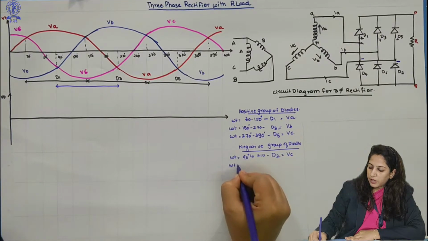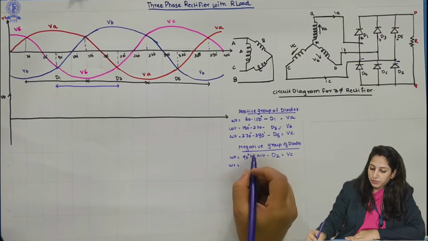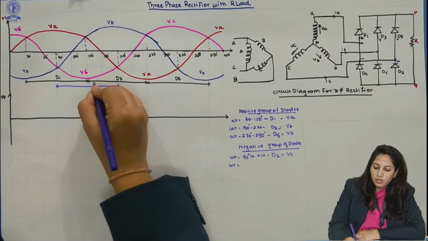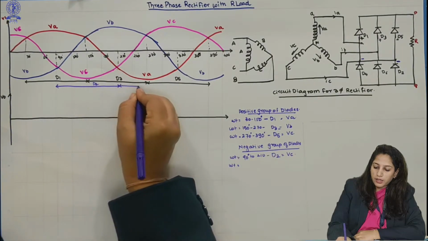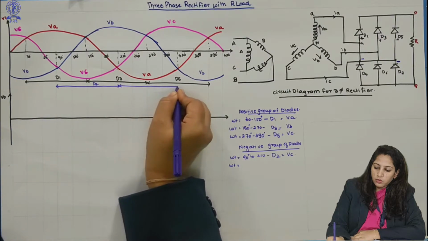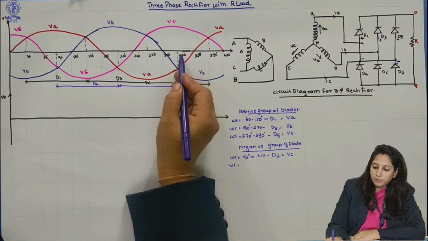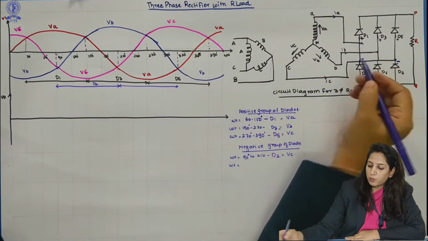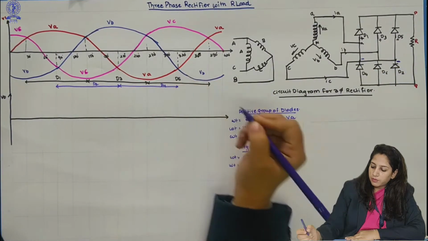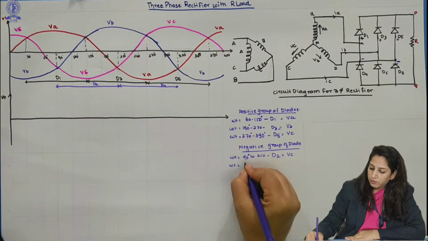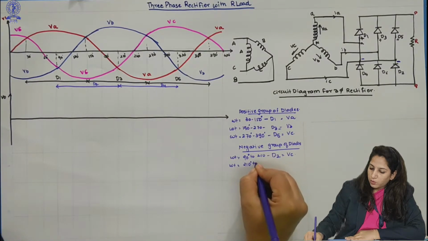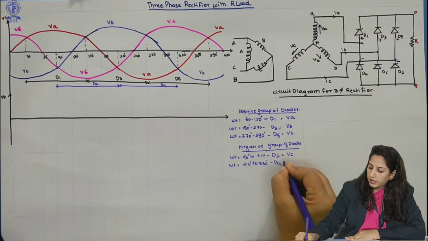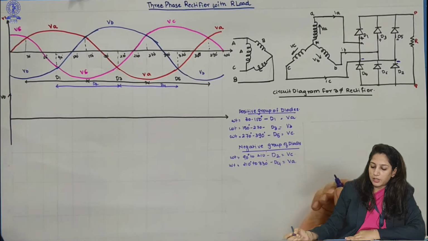and from 210 to 330, VA is more negative, so D4 will be conducting. So omega T in between, D2 was conducting, right? And now from 210 to 330, VA is more negative, so D4 will be conducting for the VA negative cycle.